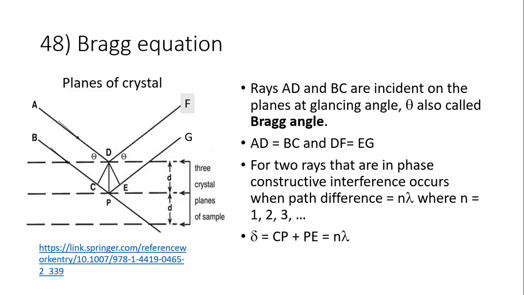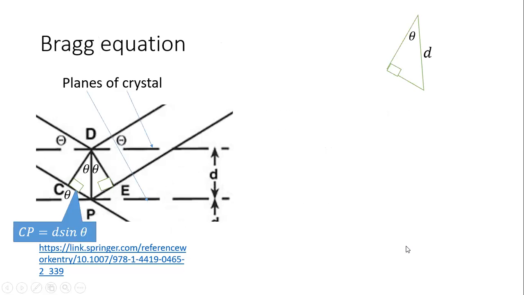These two have the same path difference, AD and BC. But it has to travel extra distance here and extra distance here, and then EG and DF have the same path difference. So this extra path difference is given by this. And then we try to write this path difference in terms of the distance between the planes. That's what we are doing here.